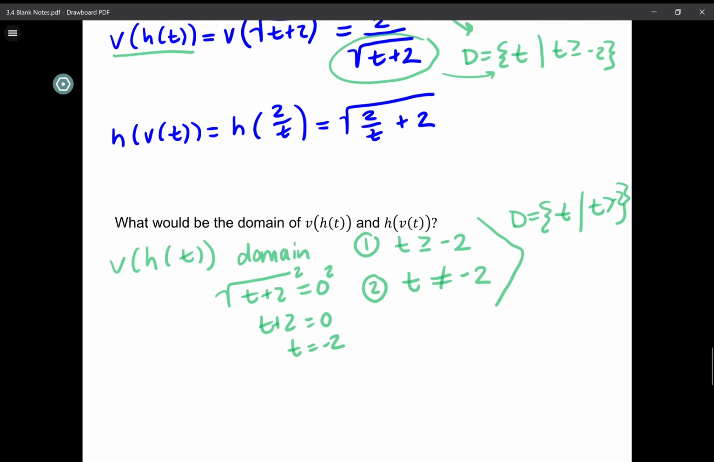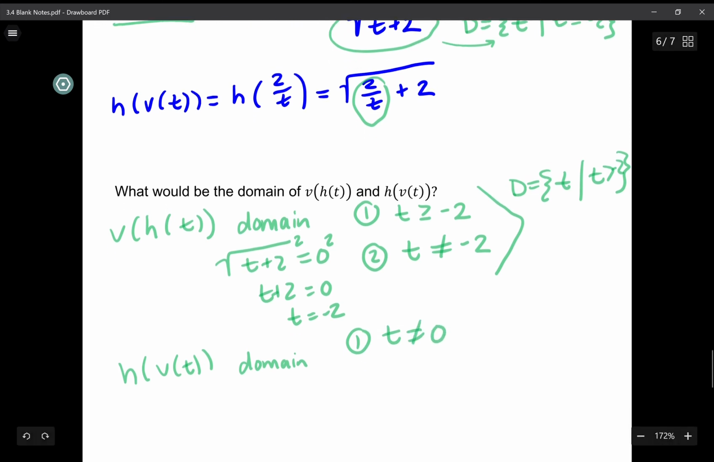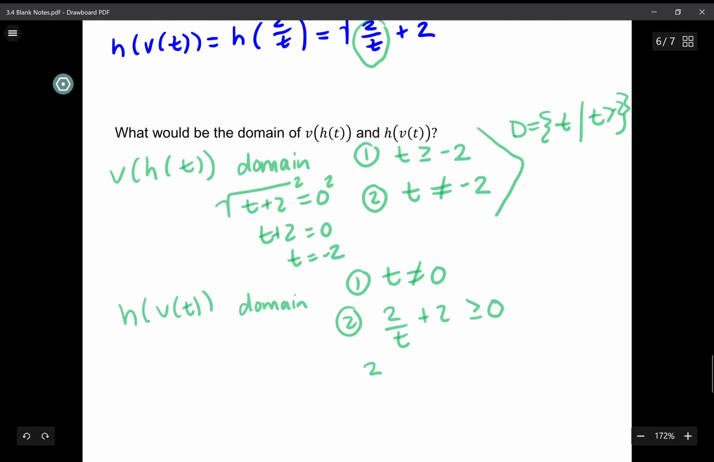All right, let's look at h of v of t's domain together. If we look at the inside of this function, h of v of t, we can't have t be equal to 0, because we're going to be dividing by 0 right off the bat. And we also need 2 over t plus 2 to be greater than or equal to 0, because otherwise we'd be taking the square root of a negative number.